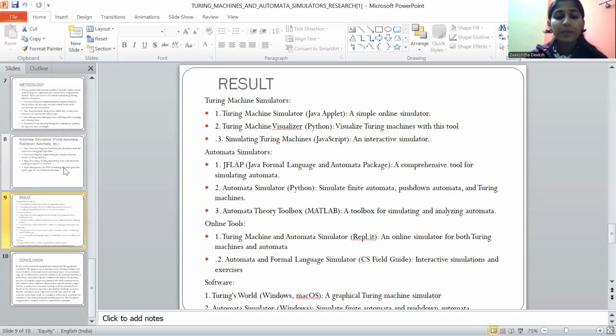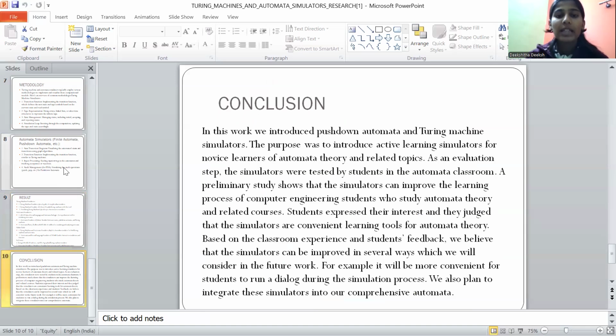Online tools: Turing machines and automata simulators, an online simulator for both Turing machines and automata and formal language simulators. Interactive simulators and educational software: Turing World, a graphical Turing machine simulator. Automata simulator simulates finite automata and pushdown automata. At last, conclusion. In this work, we introduced the pushdown automata and Turing machine simulators.